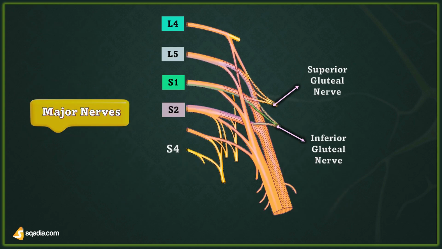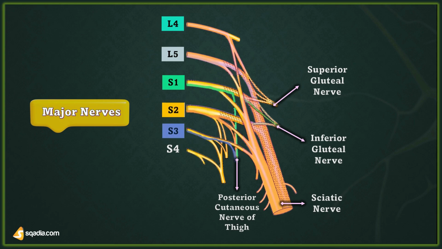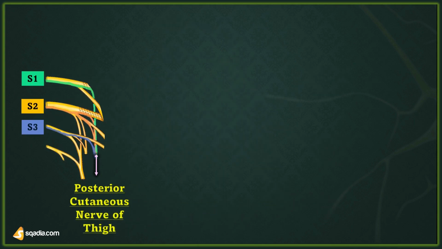Moving on. Here is the nerve called posterior cutaneous nerve of thigh, also called the posterior femoral cutaneous nerve. This nerve originates from the roots of the S1 to S3 spinal nerves. The posterior cutaneous nerve of the thigh runs down the back of the thigh, just beneath the gluteal fold.